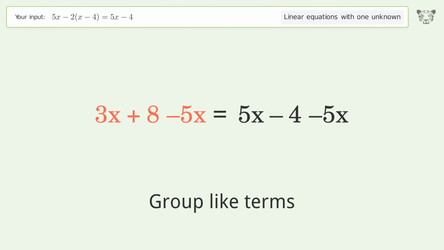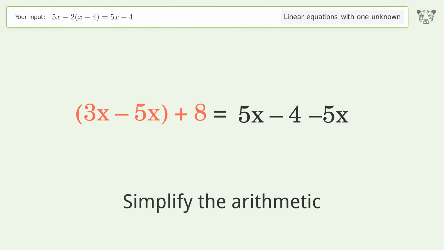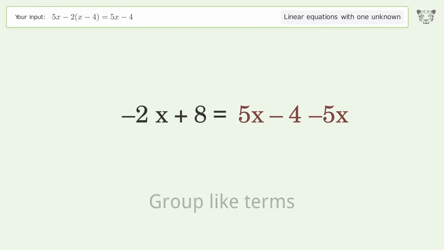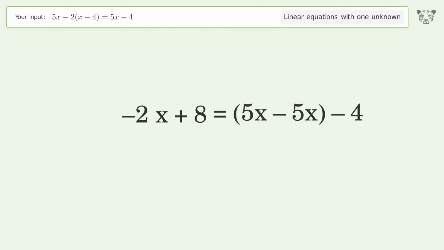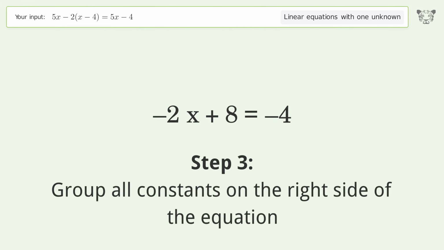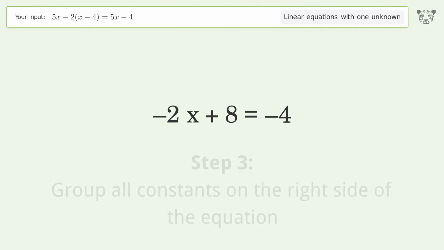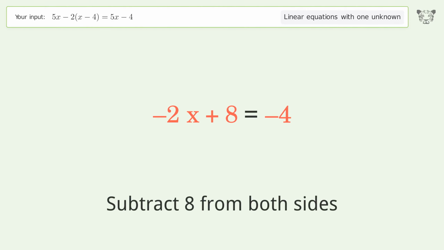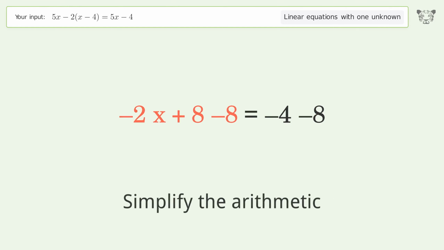Group like terms. Simplify the arithmetic. Group like terms. Simplify the arithmetic. Group all constants on the right side of the equation. Subtract 8 from both sides. Simplify the arithmetic.